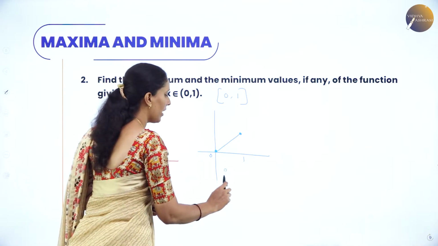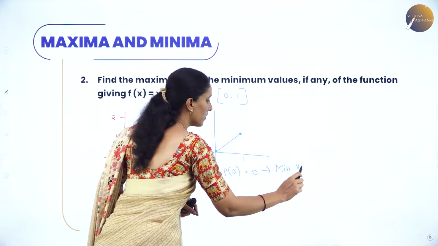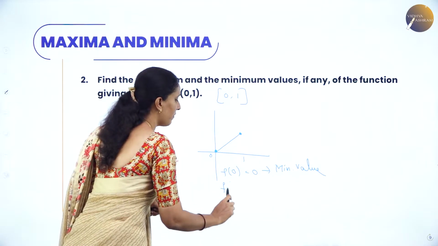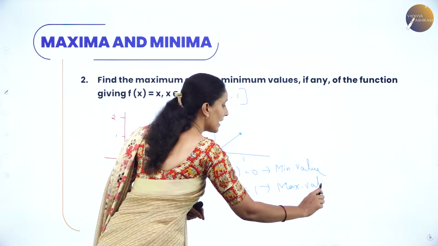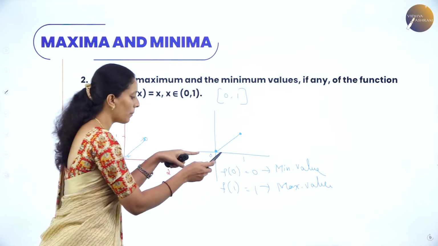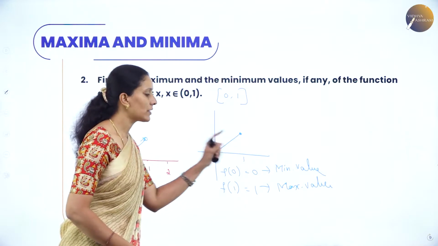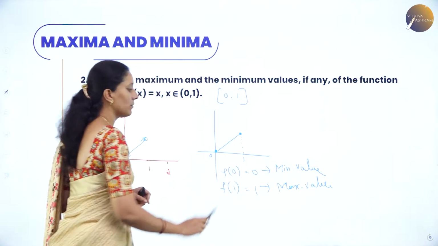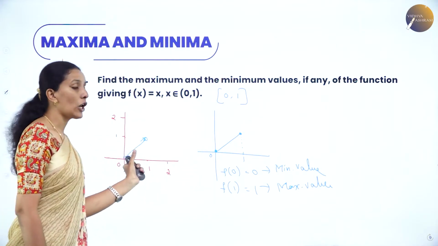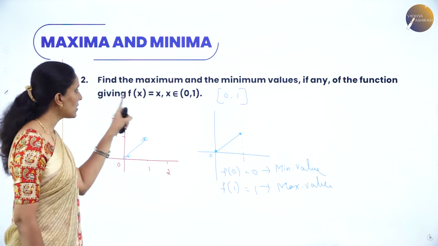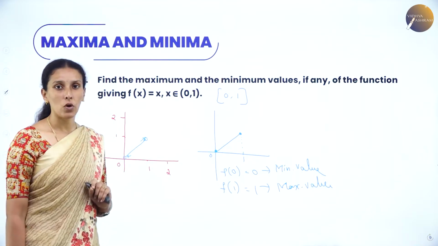Now I can say f of 0 is equal to 0 is the minimum value and f of 1 is equal to 1 is the maximum value. Since I can include it, I can exactly write the point of minima and point of maxima as well as its minimum value and its maximum value. So this is the maximum value I'll get whenever the interval is defined. But here it cannot be defined. So therefore, this function has neither maxima nor minimum value in the interval (0, 1).